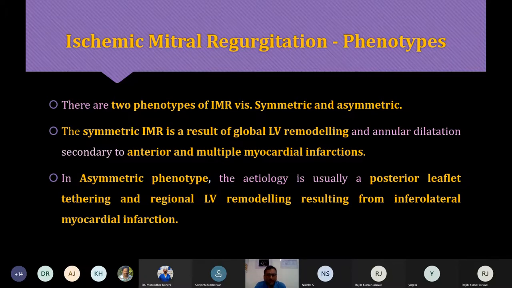The symmetric ischemic MR is a result of global LV remodeling, as I told, and there is annular dilatation as a primary or important pathology, secondary to the anterior or multiple myocardial infarctions. The asymmetric phenotype's etiology is posterior leaflet tethering and a regional LV remodeling resulting from the infralateral myocardial infarctions.